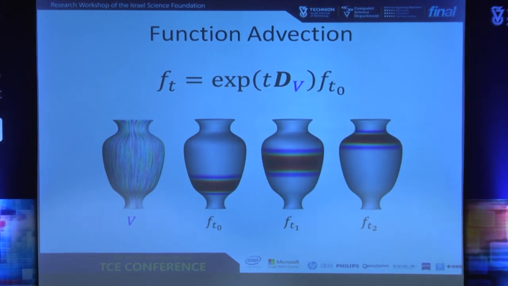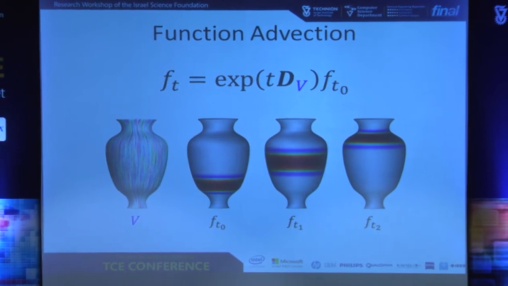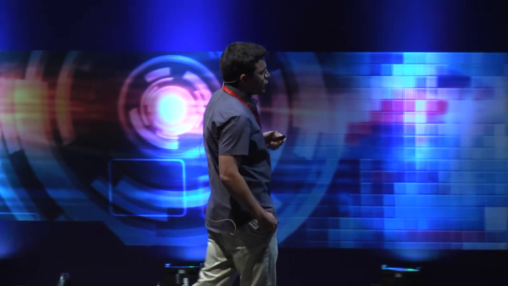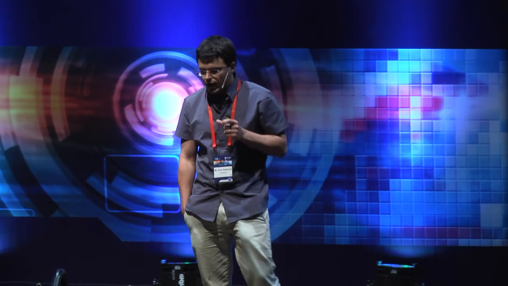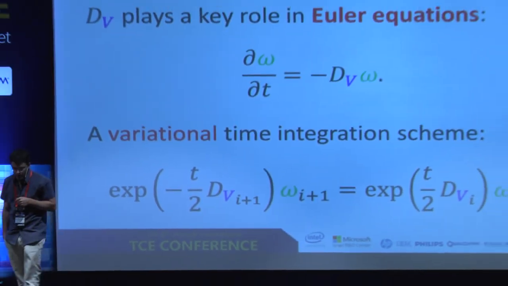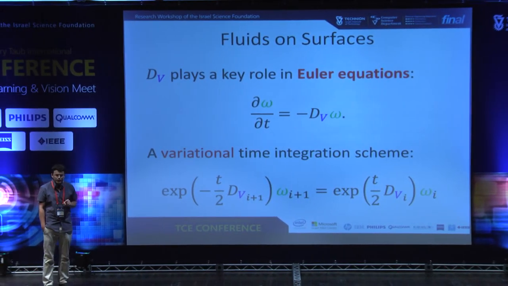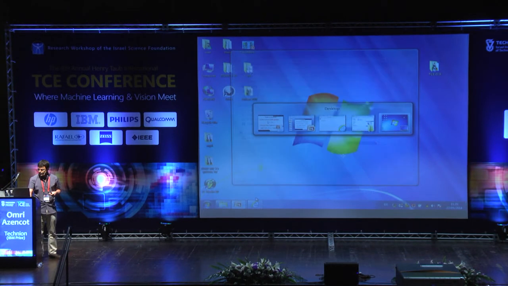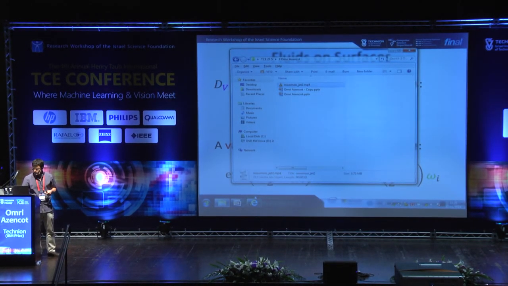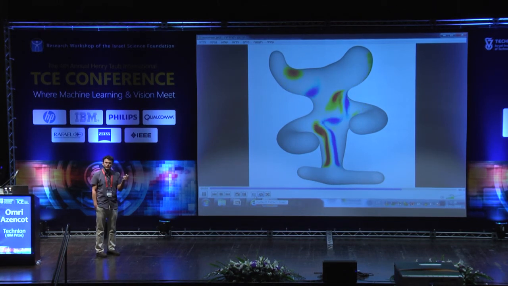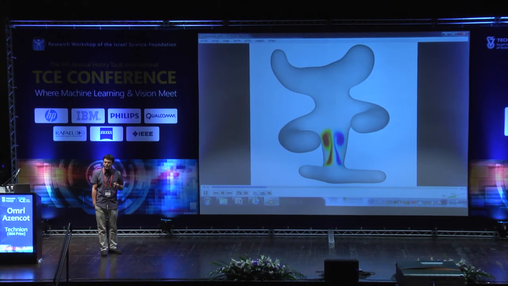Now, this is nice, right? You can ask at this point, okay, but other than decorating my vases at home, can we actually do something more interesting with this? It turns out that our operator actually appears in the equations that govern the motion of incompressible fluid. This is the Euler equations, which appear in the vorticity formulation. What we constructed is a variational time integration scheme that works nicely on surfaces. I will finish with just showing a simulation that we had. Here what you see is a von Karman vortex street on a surface, where we continuously inject vorticity and basically simulate the equations.